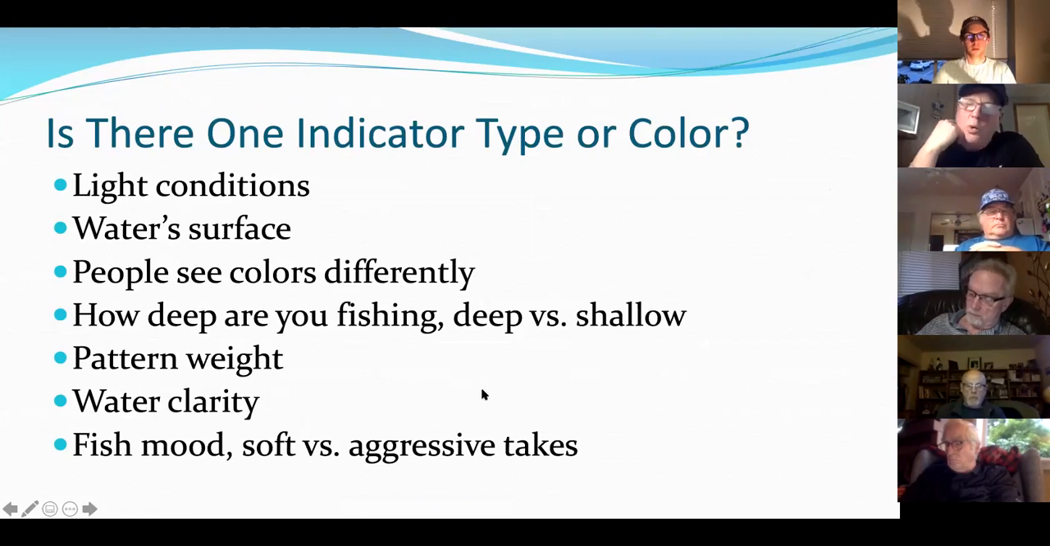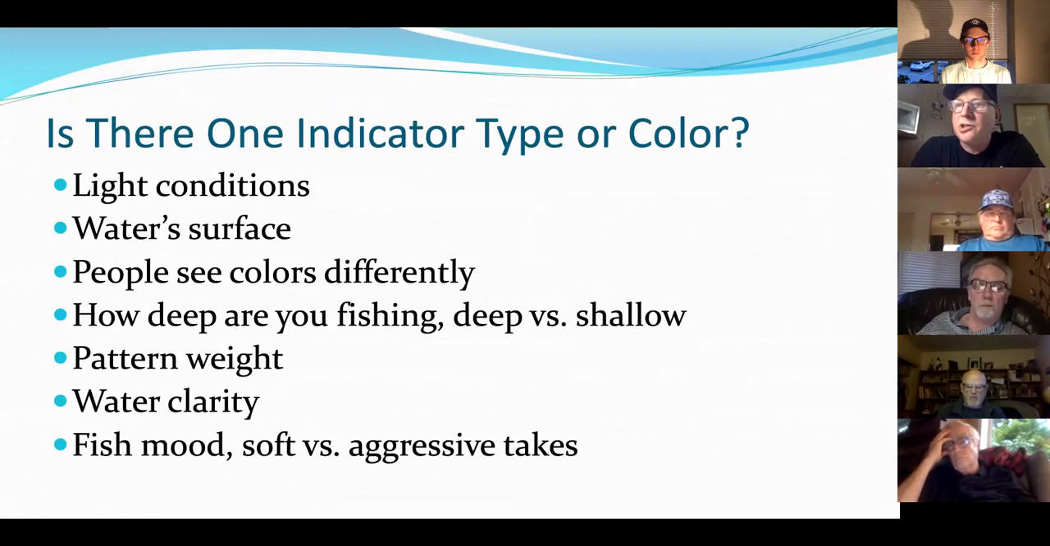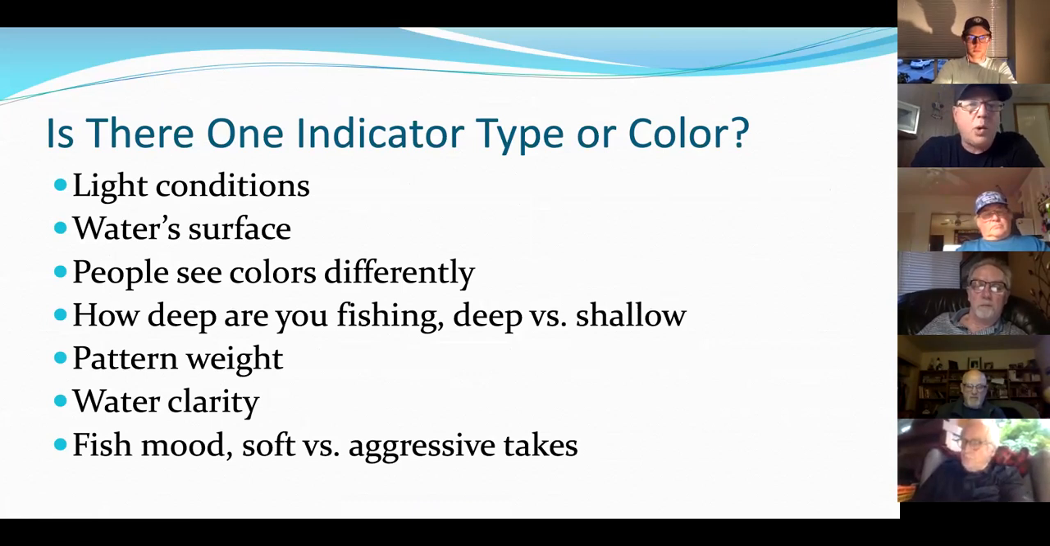So there's always the question. Everybody seems to be looking for a silver bullet solution. Is there one indicator type or color? Unfortunately, the answer is no. There are some definite preferences that come in, but light conditions have an effect, because under certain light conditions, certain colors stand out better. The water's surface has a lot to do with it as well. The more choppy it is, the bigger the indicator you're going to use.